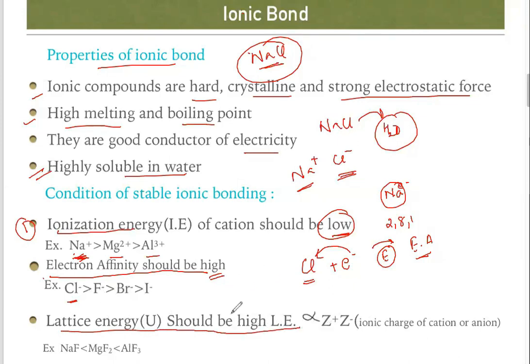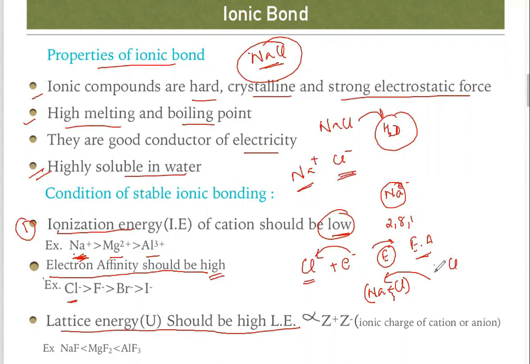So what is the meaning of lattice energy? The lattice energy is the amount of energy required to break 1 mole of crystal lattice. For example, NaCl. You are providing the energy to break the 1 mole of crystal lattice or 1 mole of bond, or the reverse of that, which is the amount of energy released.